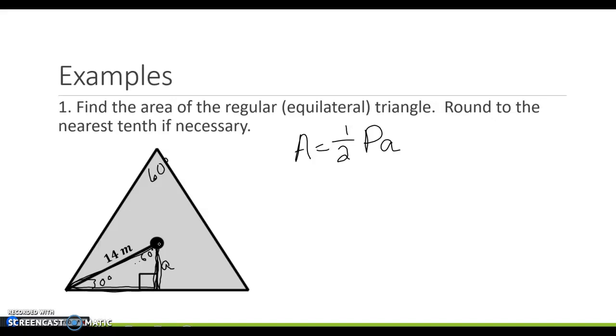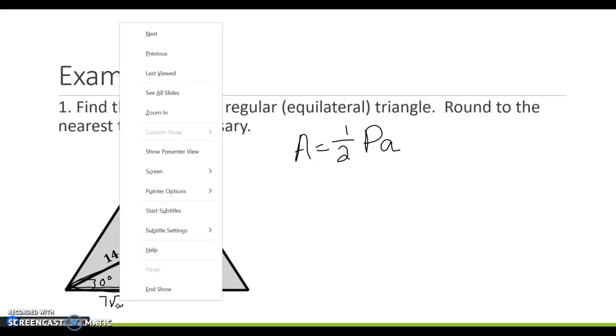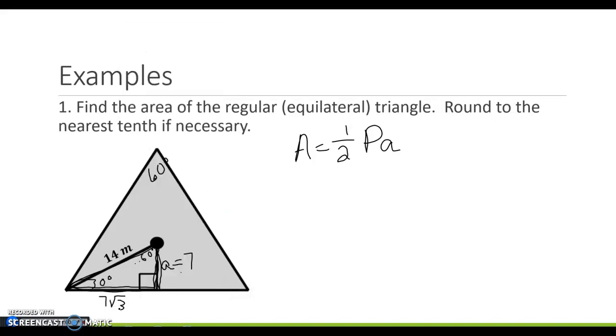So in this right triangle here, this one that we're concentrating on, 14 is my hypotenuse. The short leg opposite angle 30 is going to be half of 14, which is 7. And so that's telling me that my apothem is now 7. So the short leg is 7. My long leg is the short leg times the square root of 3. So my long leg is 7 square root of 3. And that's just going to be from here to here. Okay, so we know the apothem.